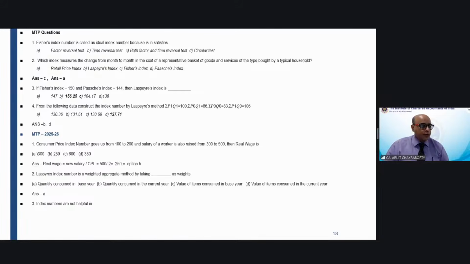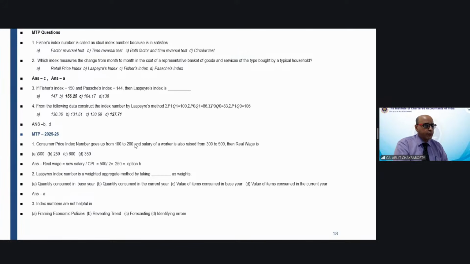Third question, index numbers are not helpful, not helpful for what? All our students are very fast in response and they are quickly giving the right answers. Index numbers are not helpful in what? Well, they are very helpful in forecasting. They are very helpful in revealing trend. Identifying errors, no, they are not useful in identifying errors. So question 3, option D is the right answer here.